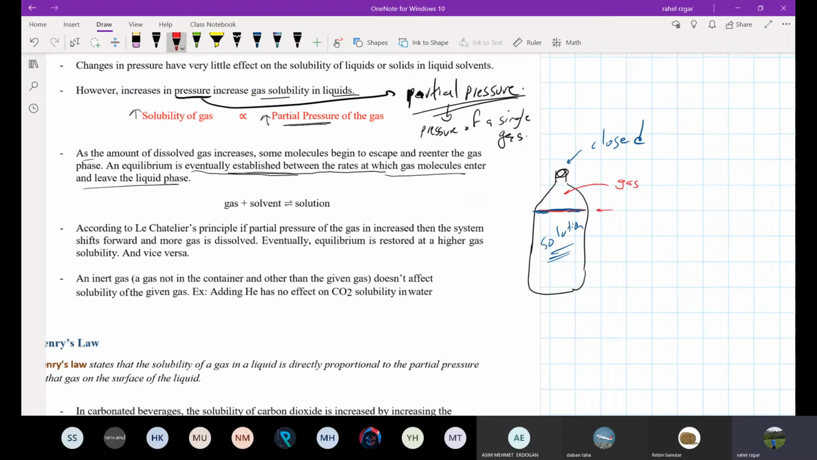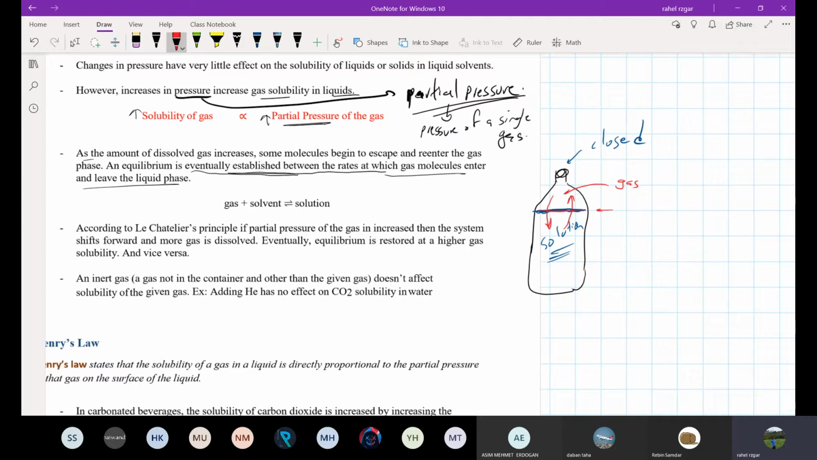Some gas particles will try to enter the liquid, and at the same time, some gas particles are trying to come out. So there are two processes. Dissolution, and it's not like precipitation. It's the same thing, but different words. Dissolution was for the solid in liquid, with dissolution and crystallization. But for this one, it's dissolution and gas escape.